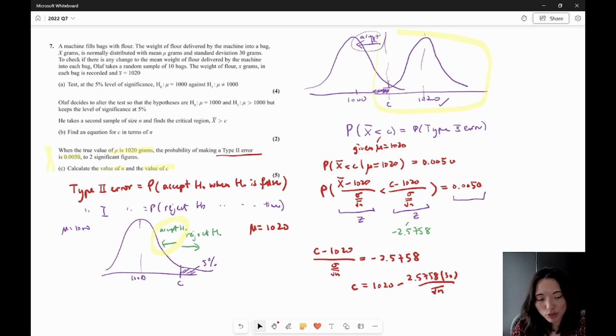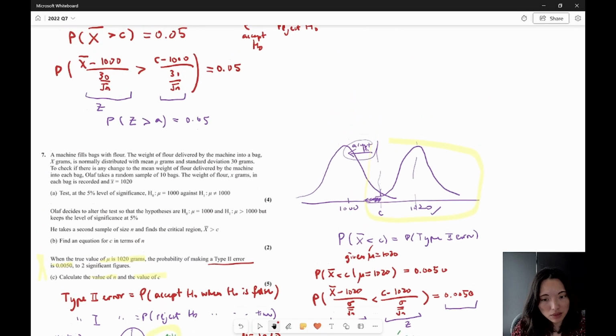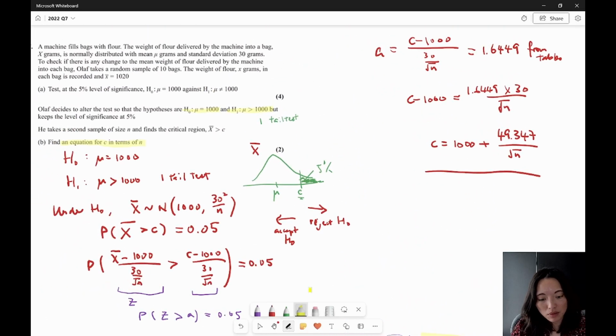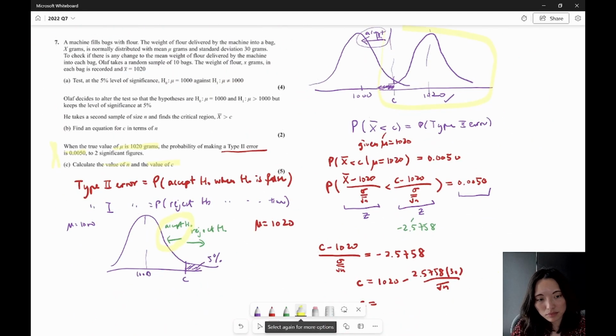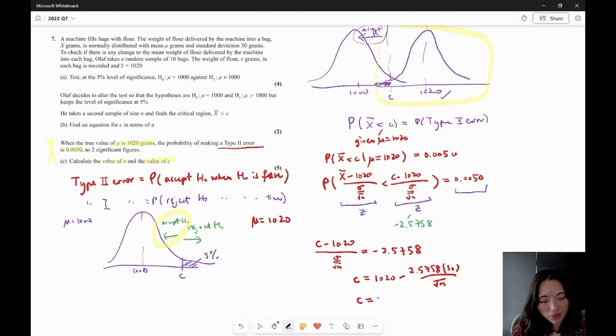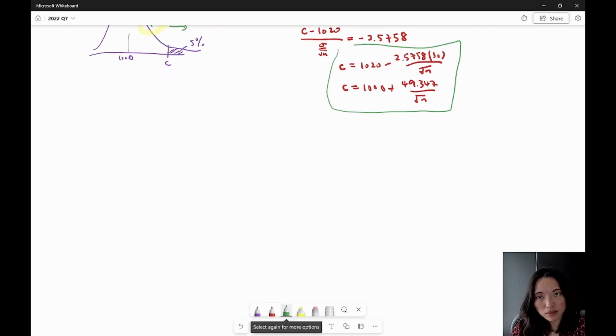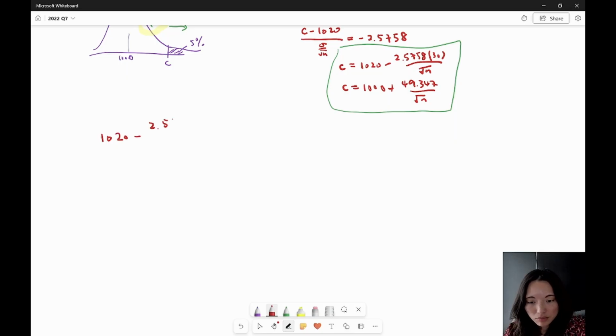We also had another expression of C in terms of n from part B, and that was C equals 1000 plus 49.347 over root n. I'm going to use that in part C. It was 1000 plus 49.347 over root n. So now we've got two equations with two unknowns. Put that in green brackets. Two equations, two unknowns. Let's just find out n first.